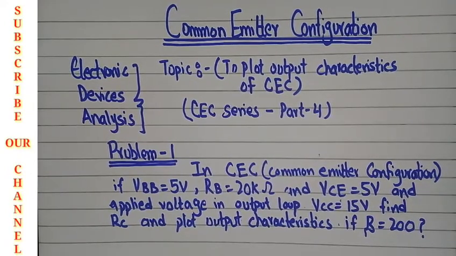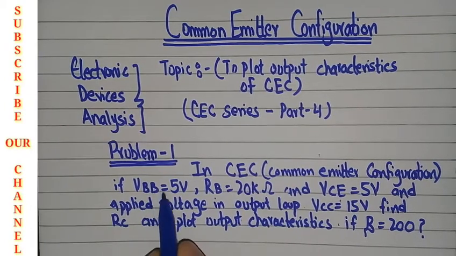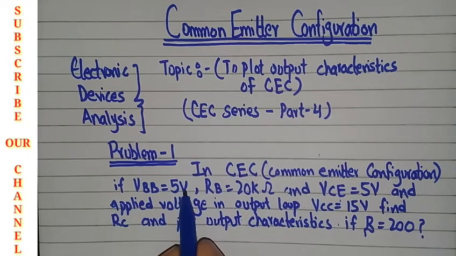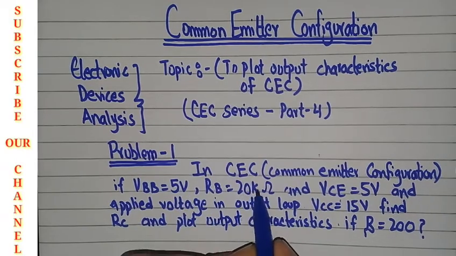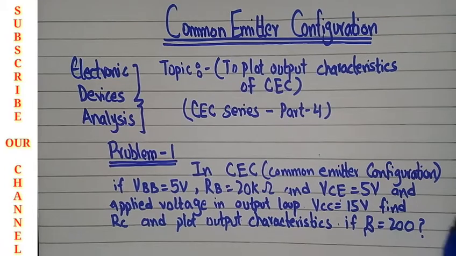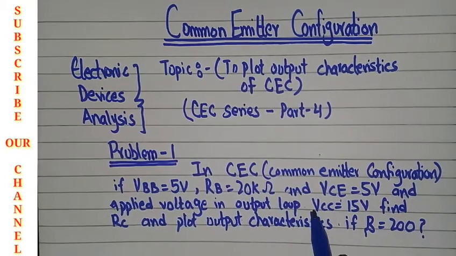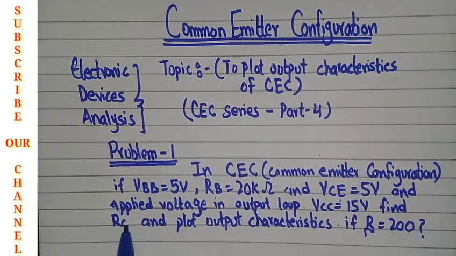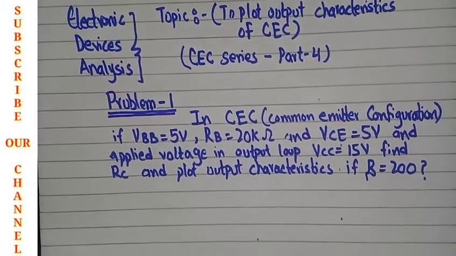Problem number 1: in common emitter configuration, if the base voltage is equal to 5 volts, RB is equal to 20 kilo ohms, VCE is 5 volts, and the collector voltage in the output loop is 15 volts. Find the value of collector resistance RC and at the end plot the output characteristics of common emitter configuration, if the amplification factor beta is given as 200. So guys, first we make the circuit of this problem.